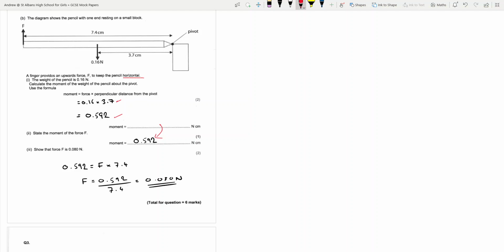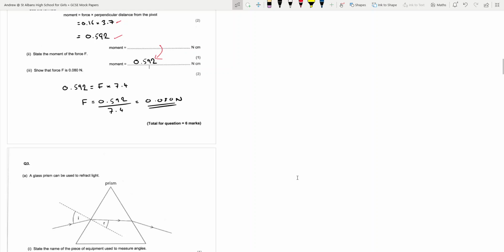Show that the force therefore is 0.080 newtons. Same equation but working in reverse, where we now know the moment, don't know the force, we do know the distance, so we can rearrange it and get the answer. The reason that there are no marks here for selecting it, this is why they give you the equation, because if you're unable to select the right equation, you can't do any of this question. So that's why they tell you which one to use, even though it's in the formula booklet.